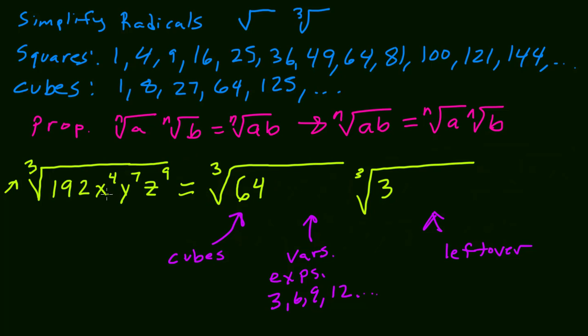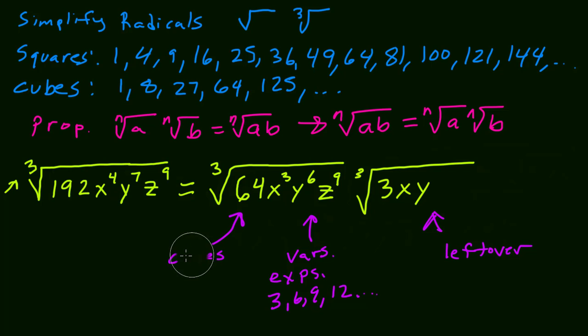And then we get to our variables. X to the 4th, well, is that a multiple of 3? It's not, but what's the highest we can take out here? 3 is. We just knock it down by 1. We would have x cubed there. We got a remaining x left over. Y to the 7th, is that a multiple of 3? It's not, but we can have 6 out here and 1 left over. And then z to the 9th, is that a perfect cube? That is. So 9 is a multiple of 3.